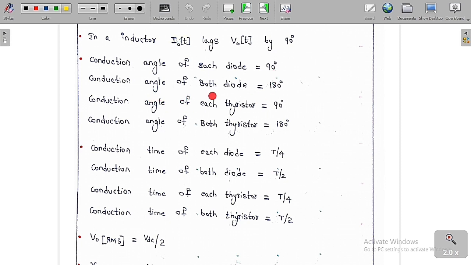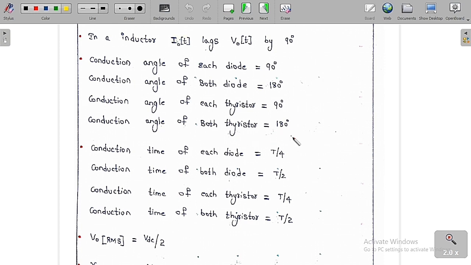Whereas for both diodes, as one diode is going to conduct for 90 degree, there are both diodes, so 90 into 2 is 180 degree. Therefore the conduction angle of each diode is equal to 90 degree, whereas the conduction angle of both diodes is equal to 180. Similarly, the conduction angle of each switch is 90 degree, whereas the conduction angle of both thyristors or both switches is 180 degree.